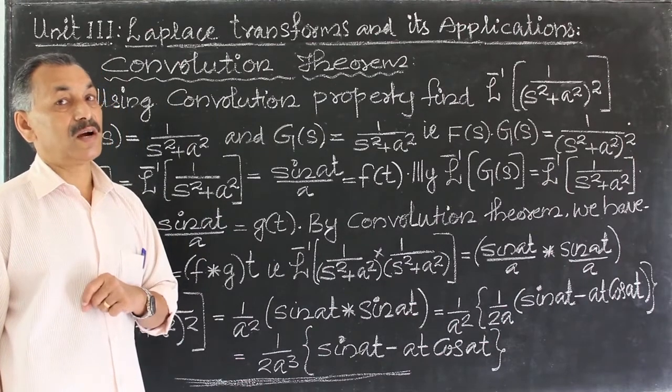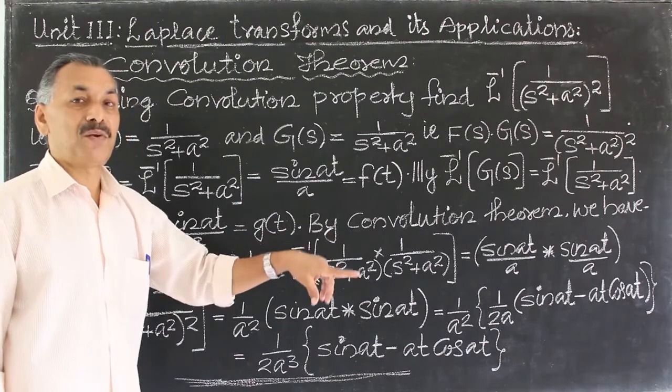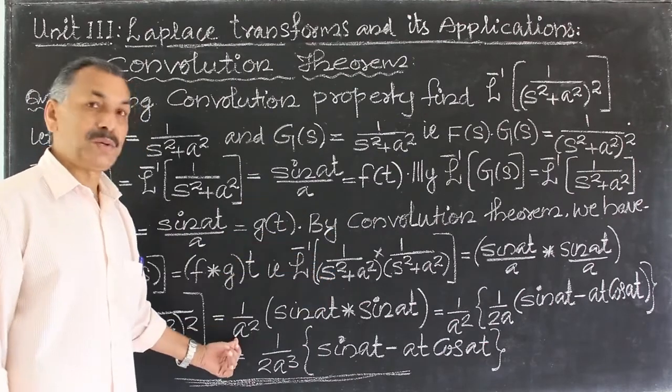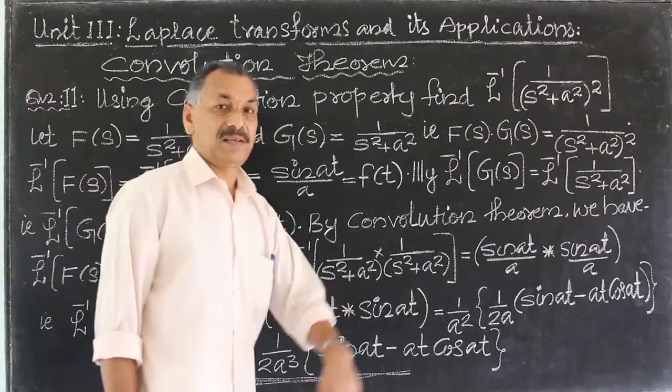The constant a comes outside like that, 1 by a. That is 1 by a into 1 by a, which is 1 by a square into sin a t convolution sin a t.